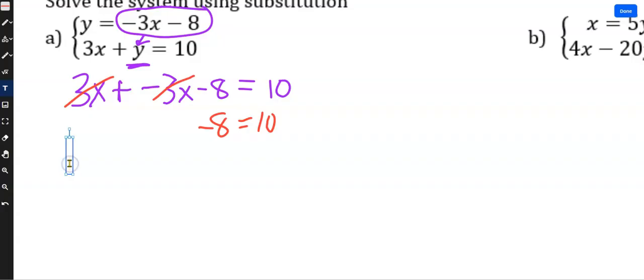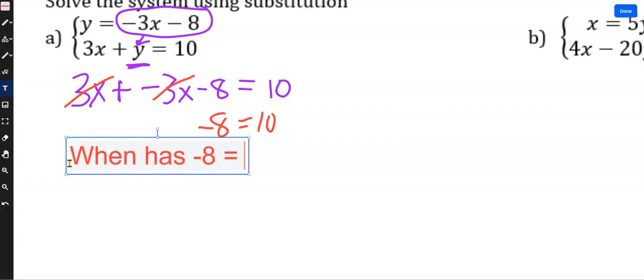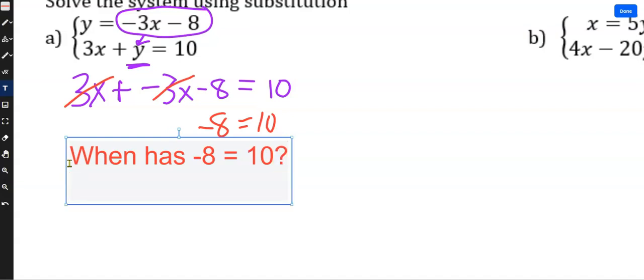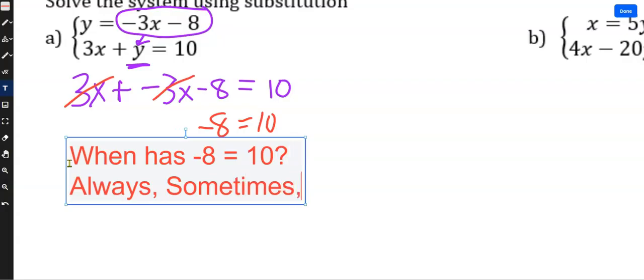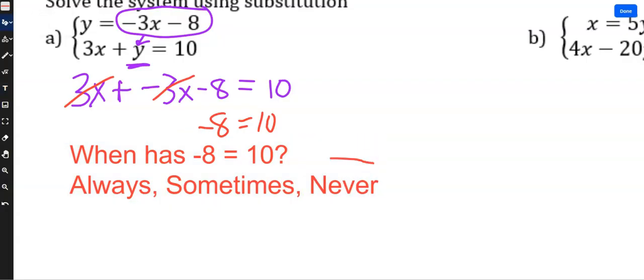In your lifetime, when has negative 8 been equal to 10? Options are always, sometimes, or never. Now, we all know the answer to this question is never. Negative 8 is never equal to 10.